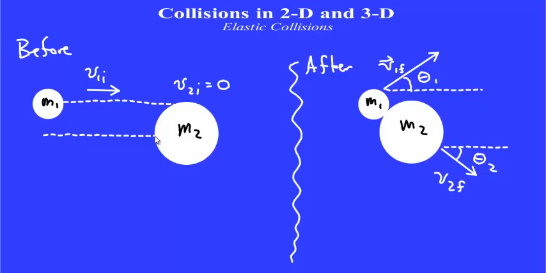Both objects move with a two-dimensional velocity after the collision. So I want you to think about how many variables there are after the collision. How many variables do we need to solve for? Well, in one dimension we only had two variables, right? We had V1 final and V2 final, and they were both in the same dimension. But this time we actually have four variables.